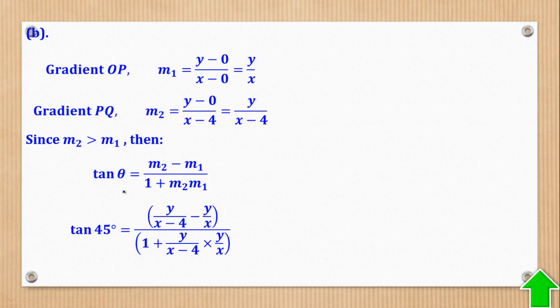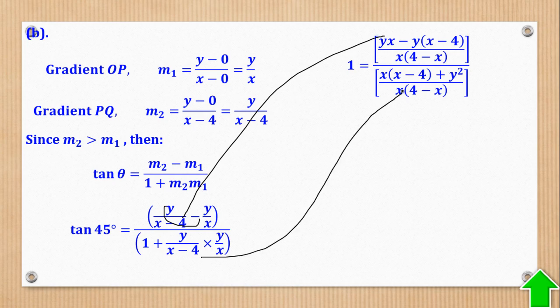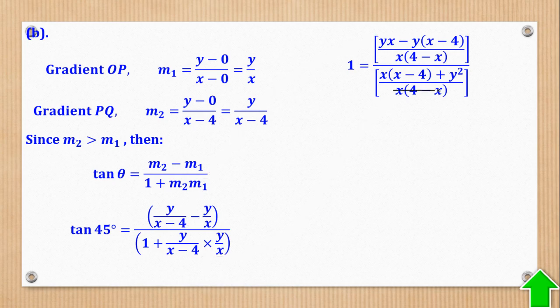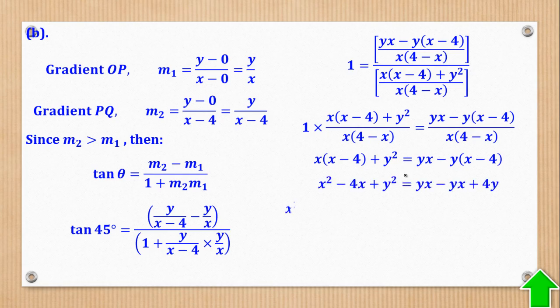Then I substitute, get LCM for the upper part, LCM for the lower part. Then you realize the LCMs are the same, so they can cancel to remain with that. So these ones can cancel, and I remain with that. Expand, rearrange. So you realize that this and this cancel. To rearrange to get the required locus.